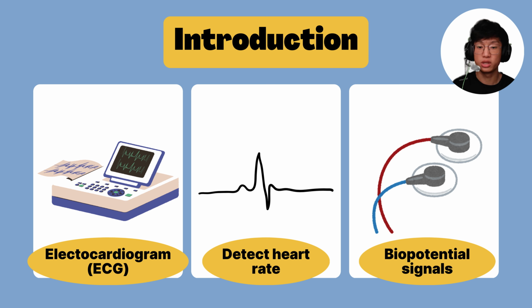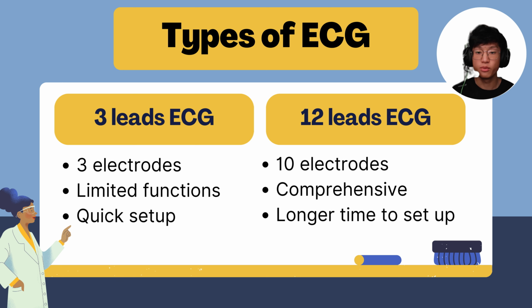For example, a 3-lead ECG machine is a simple medical device with only 3 electrodes and is often used for short-term monitoring or in emergency situations. Its advantage is that it is fast and easy to set up, but it only provides a limited view of heart activity.